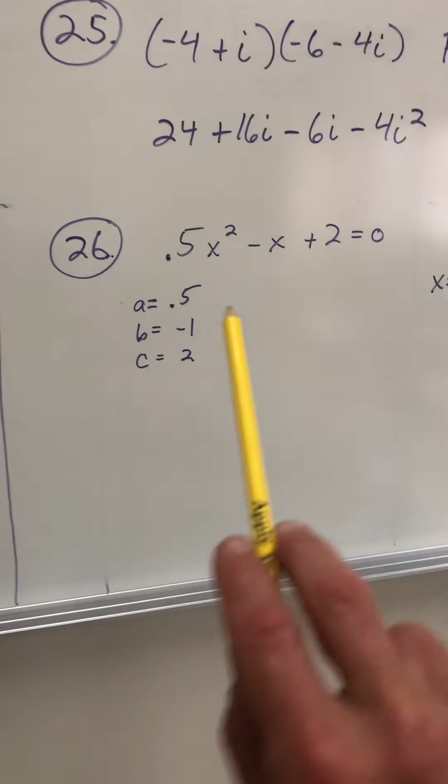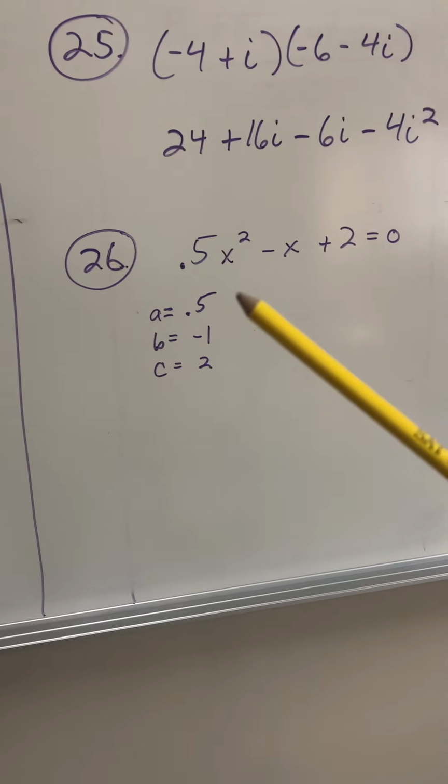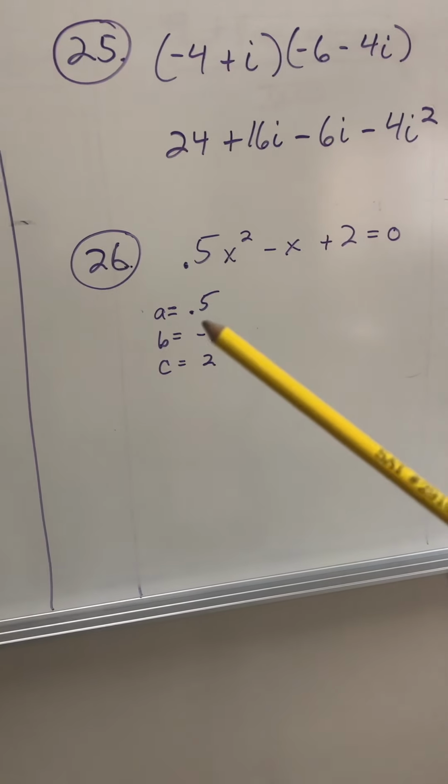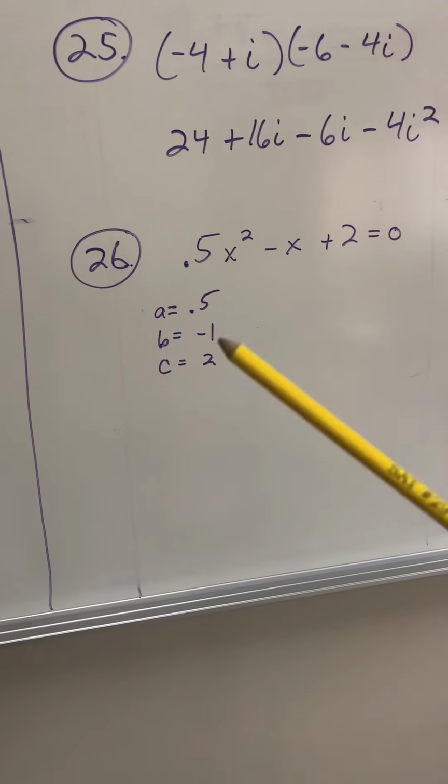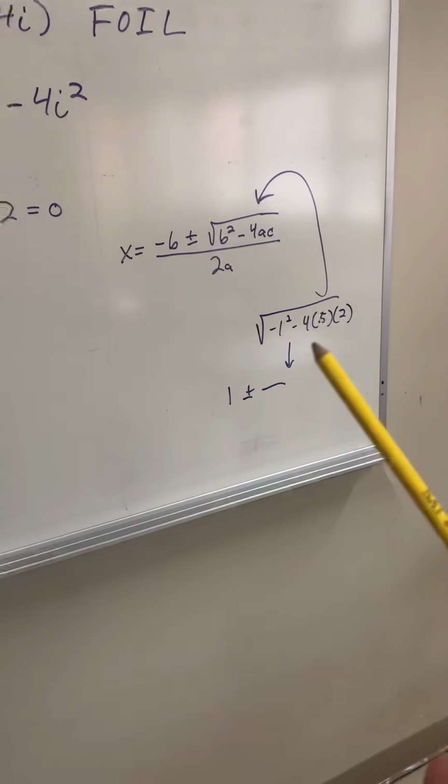And then number 26, find the solutions of the equation. I changed this half to a 0.5 just for the heck of it. So it just made it a little bit easier when I was calculating. 0.5 is your A, your B is -1 and your C is 2. Plug it into the quadratic equation.